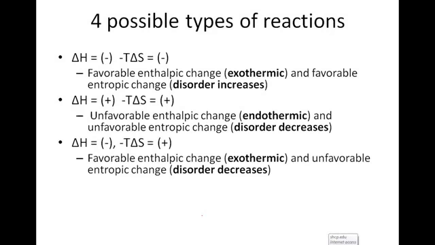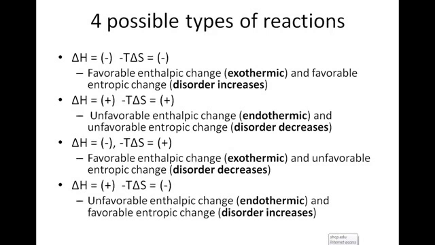If you are dealing with a negative delta H and a positive T times delta S, that means you have an exothermic reaction, and again your reaction is more organized, where disorder decreases. And finally, if you have a positive delta H and a negative T times delta S, that means you're dealing with an endothermic reaction, where again disorder increases and you have more of a messy reaction.